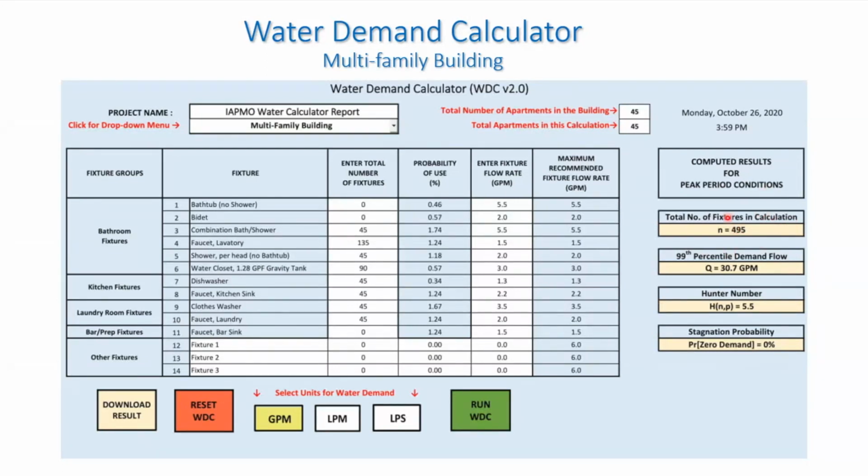You have the total number of fixtures. You have the peak demand estimate at the 99th percentile, and here it's 30.7 gallons per minute. You have a Hunter number, which is a dimensionless number. I don't have time right now to really get into what this number represents. It's just the expected value. You have a stagnation probability, and because of the large number of plumbing fixtures, the stagnation probability is approaching 0%.